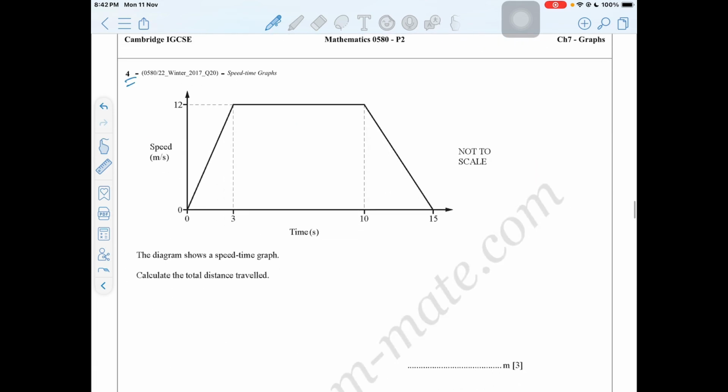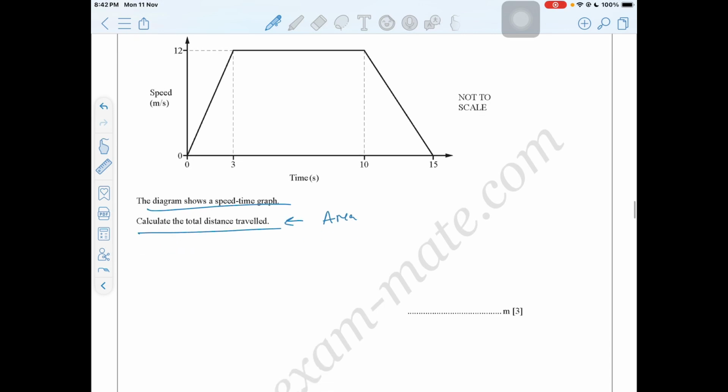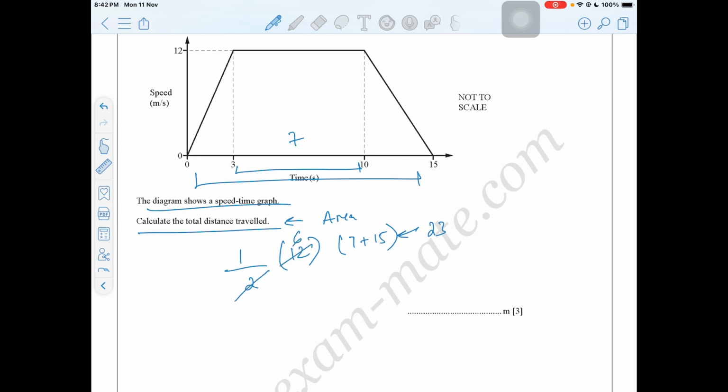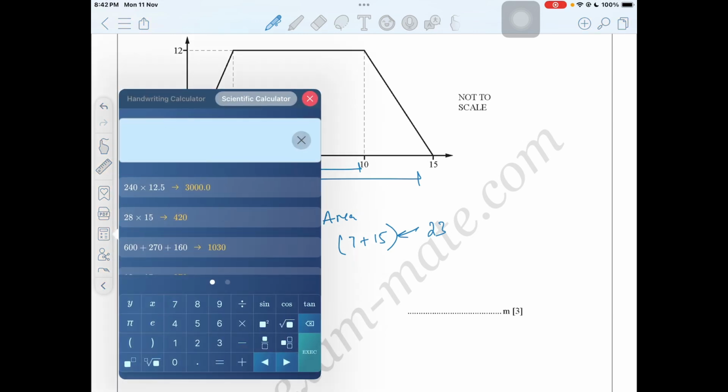Now moving on to question number 4, we have the diagram shows a speed time graph. Calculate the total distance traveled. Again, we have to calculate the area over here. So for area, we need the area of trapezium. We have 1 over 2. We have our height as 12, and this is basically 7, and this whole is 15. So this is 7 plus 15. This would be 23. This would be cancelled out. We need to calculate 6 multiplied by 23. Just use our calculator. 23 multiplied by 6 is 138.